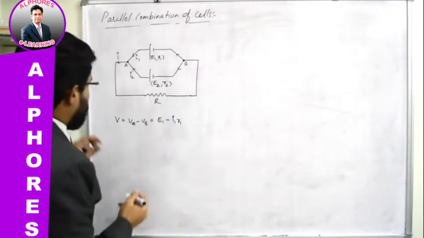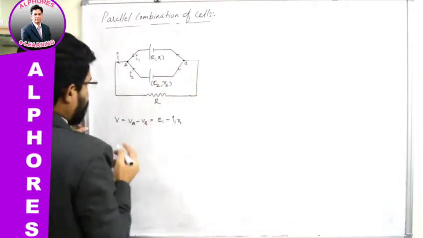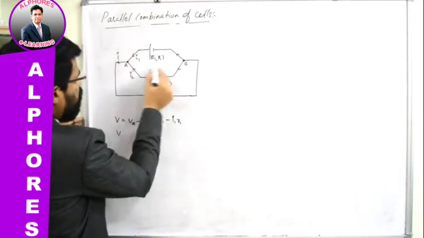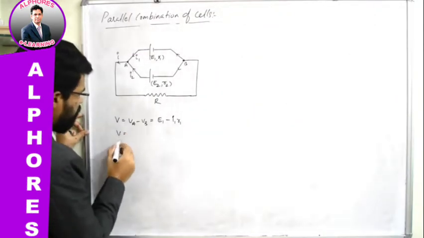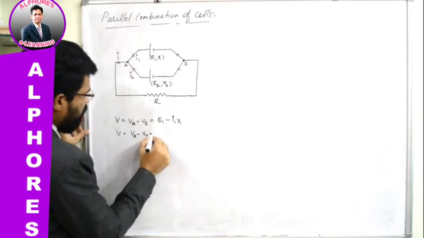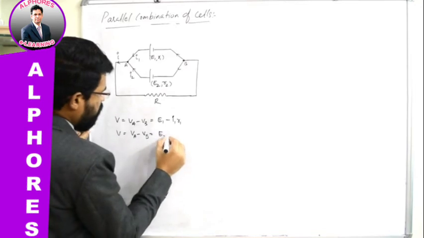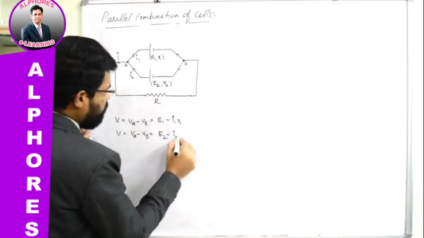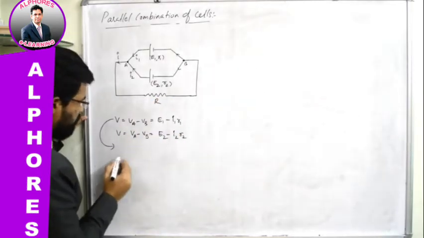Similarly, terminal potential difference across this branch is also V only, because across this branch also these two points A and B exist. So again you will have the same terminal potential difference V, and that in turn can be written as VA minus VB. Corresponding to this branch, what is the EMF? E2 minus, how much is the current flowing through this branch? I2. What is the internal resistance? R2. Isn't it?